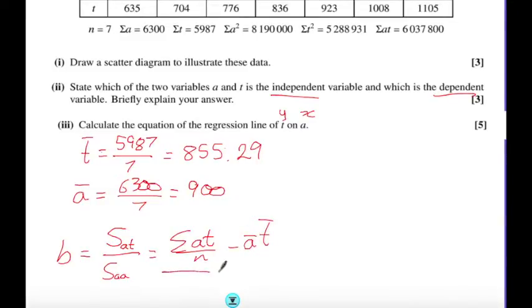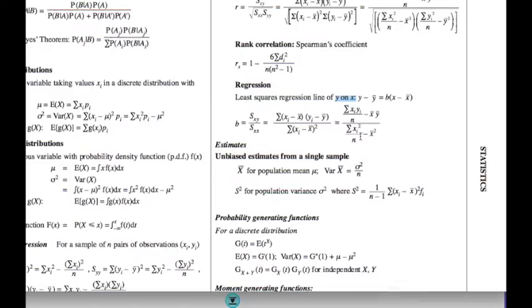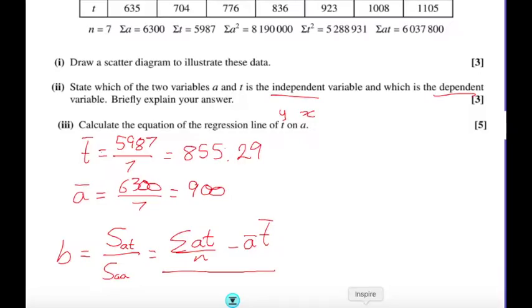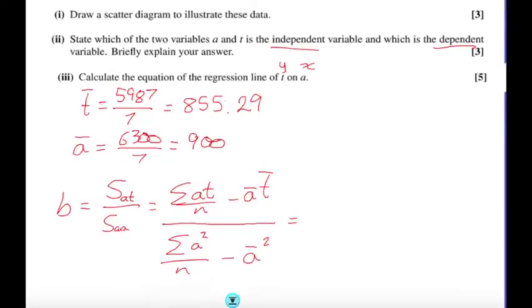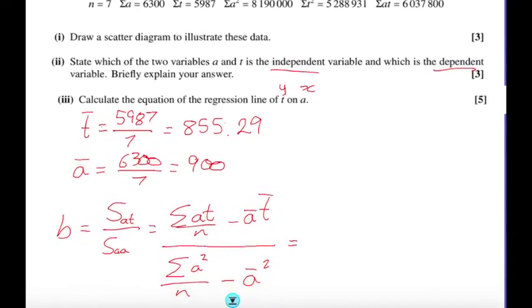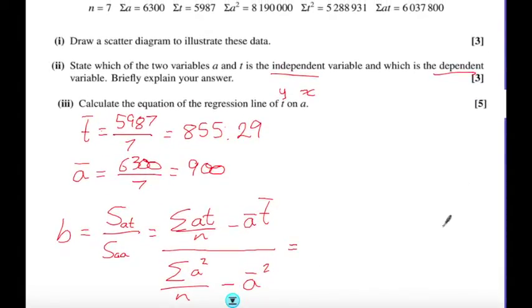And that's all going to be over SAA, which is the sum of x squared over n minus x bar squared. So in our case, the sum of a squared over n minus a bar squared. So you should be able to put that all in your calculator as one calculation, I think. So at the top we've got 6,037,800. I'd write it out for the examiner just to show you know what you're doing.